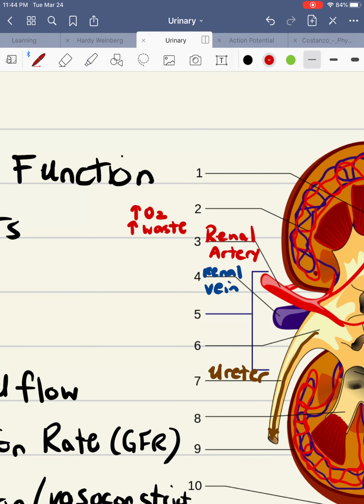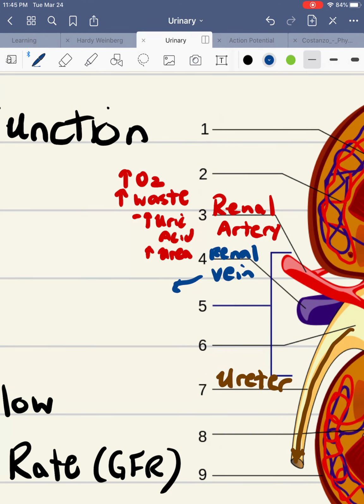So when I talk about a lot of waste, I'm talking about lots of uric acid and lots of urea. And the renal vein actually has high amounts of carbon dioxide, but it has low amounts of waste, meaning it has decreased amounts of uric acid and low amounts of urea.